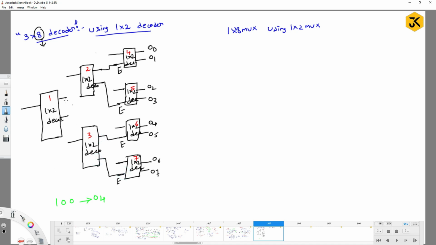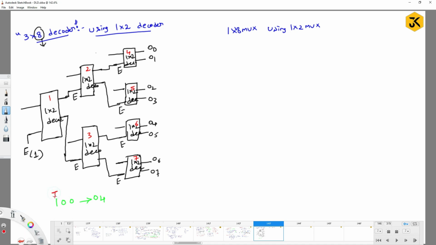Right? Similarly, the output of the first decoder will be connected to the enable of the second decoder. Similarly, the output of the second line of the first decoder will be connected to the enable of the third decoder, right? Now here also you will have one enable line, which is going to be always 1. Am I right? Because for this circuit to act perfectly, I have to make it always enabled. Fine.